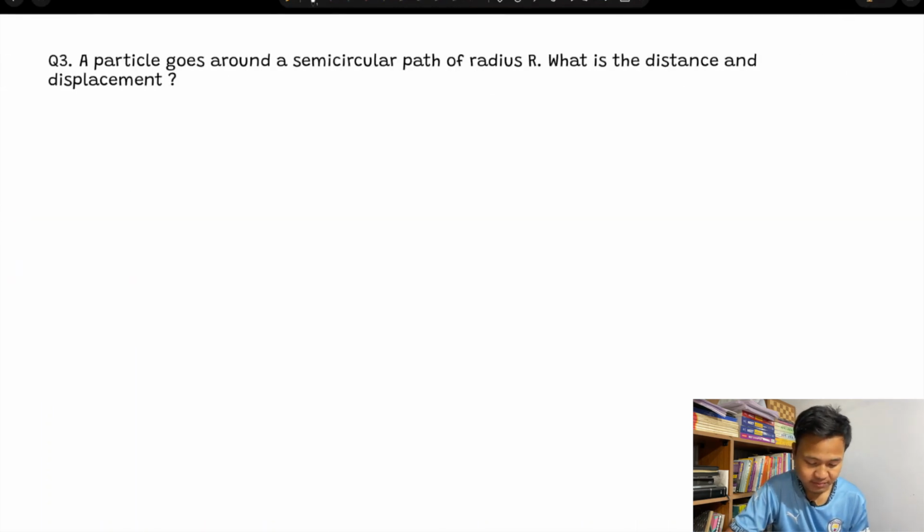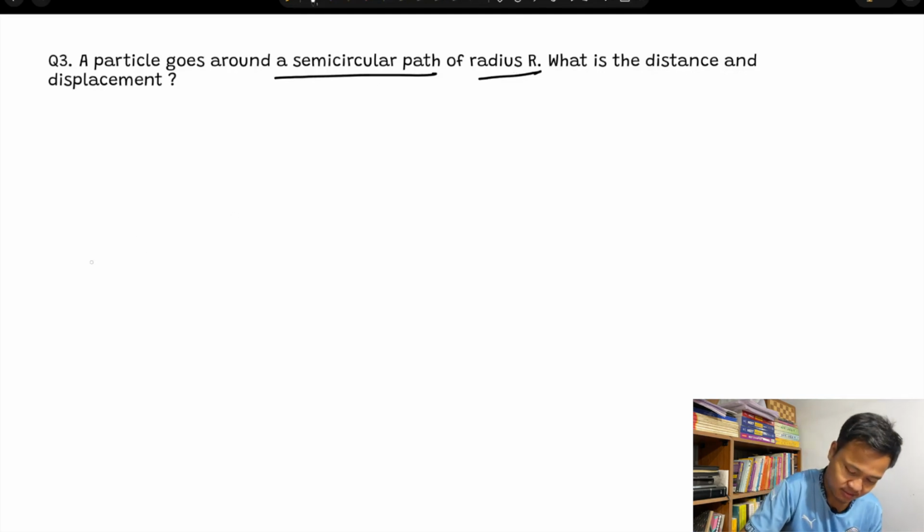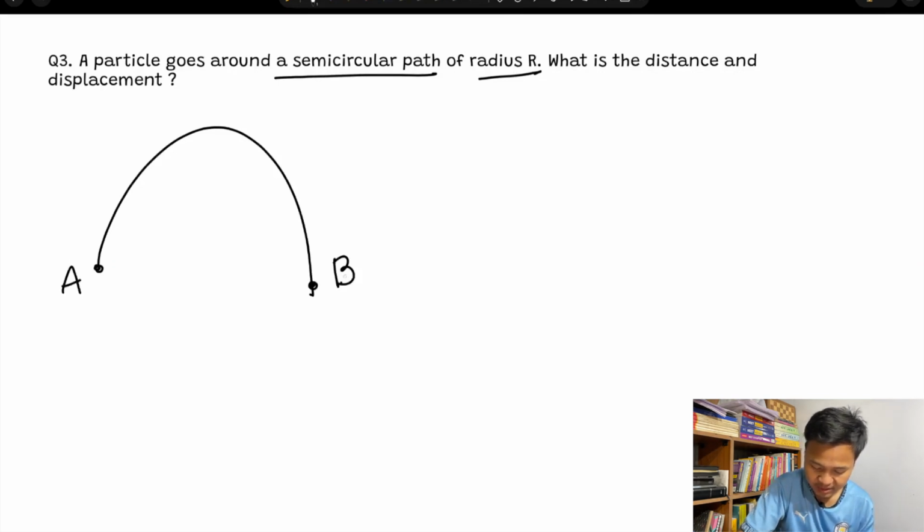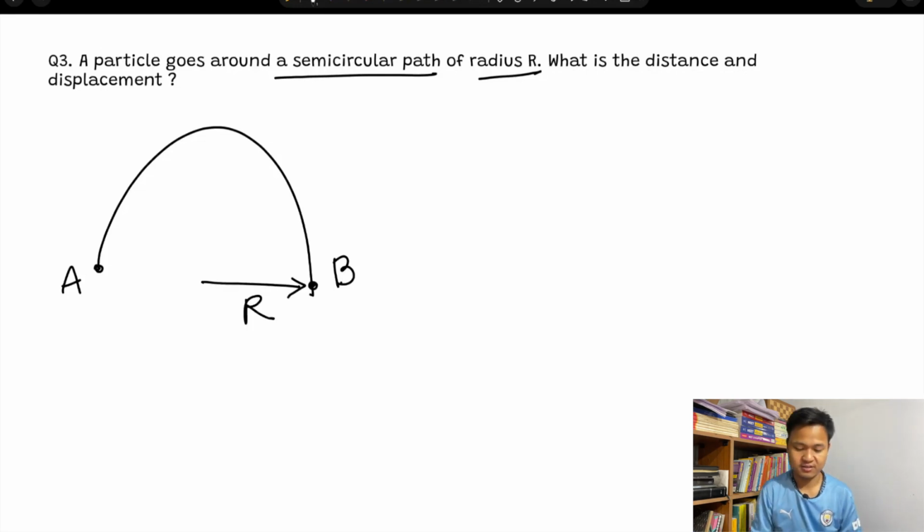So next question, I have a particle that goes around a semicircular path, having radius r. What is the distance and the displacement? Okay, so let's say this is the semicircular path. I start from A, I go till the point B. The radius is r. Now if I go from A to B, total distance is the circular path.